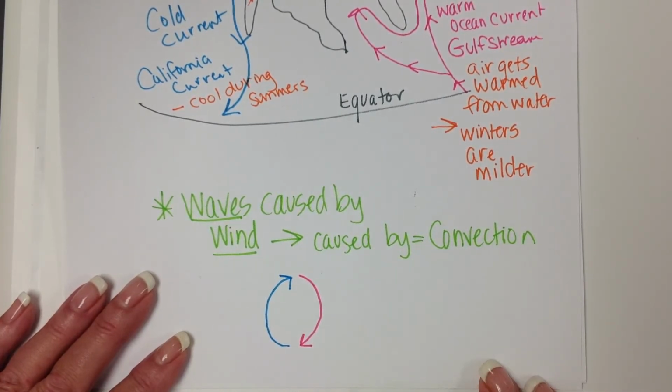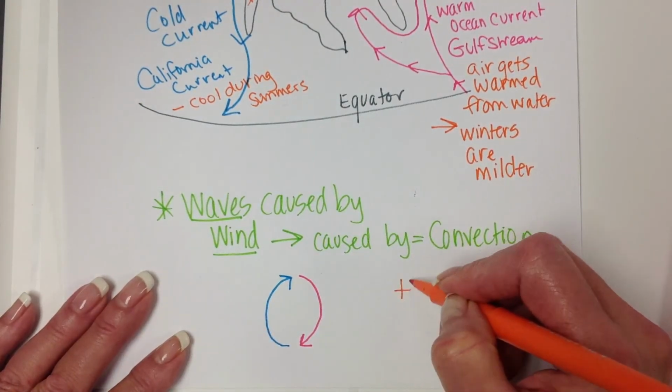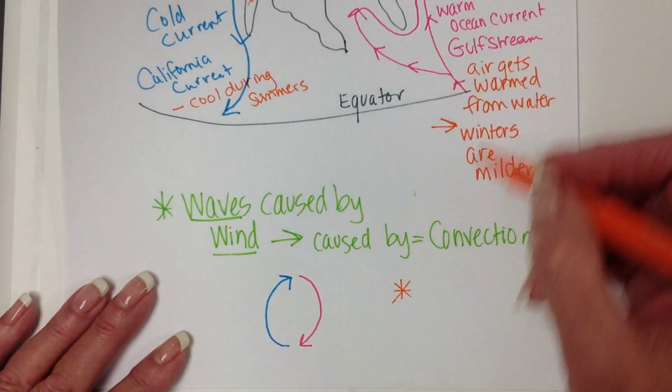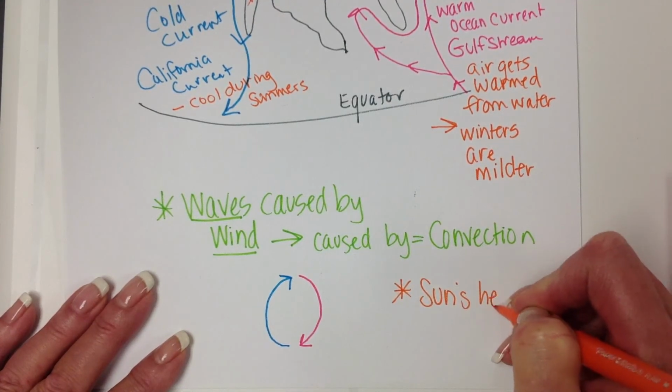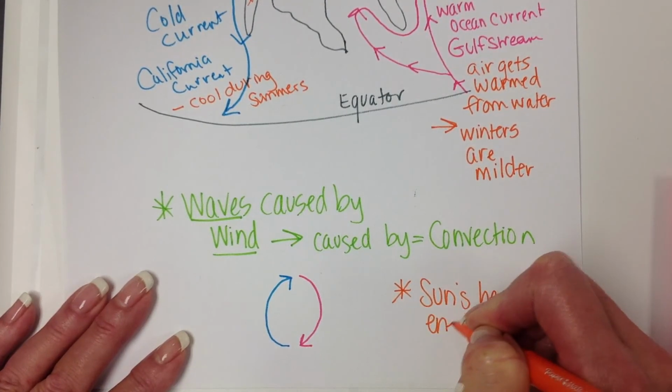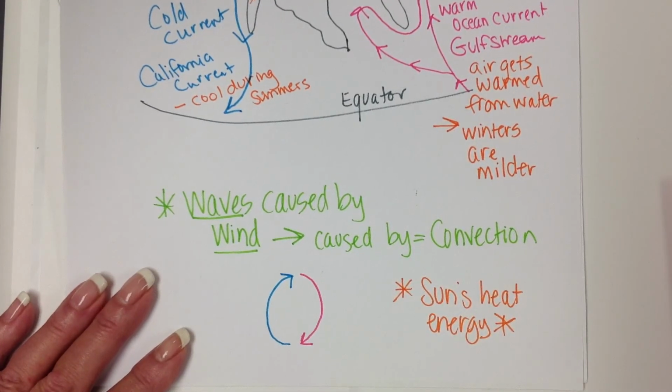And I think that just about covers 8.10a. One last thing, where does all this energy come from to move convection, to cause wind, to cause ocean currents? The sun. Sun's heat. Energy is the culprit for these motions.